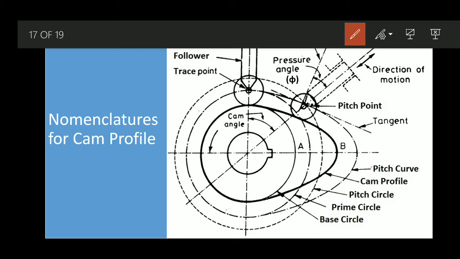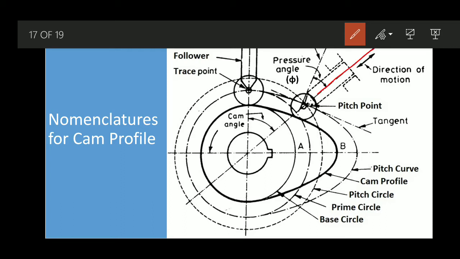Similarly, we will now discuss a very important angle known as the pressure angle, generally denoted by phi. So what is this pressure angle? How can we define it? The pressure angle is the angle between the direction of motion of the follower.